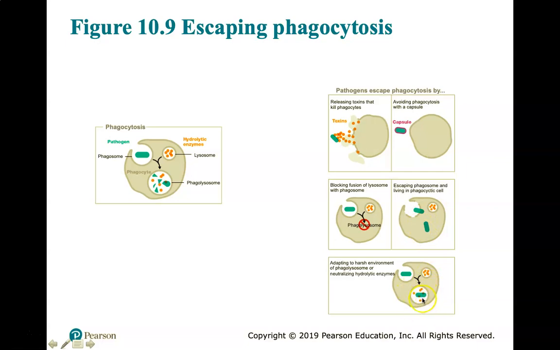adapting or neutralizing the enzymes that would typically destroy a pathogen. Here, even though the phagolysosome is created, those enzymes that are secreted in the phagolysosome are not effective in destroying the pathogen. Okay, all of these are really good examples. I like this image. I think it's very useful. I would recommend looking over this and making sure you understand each example.